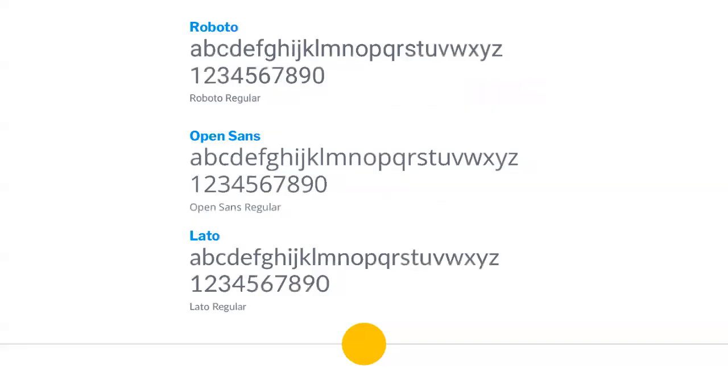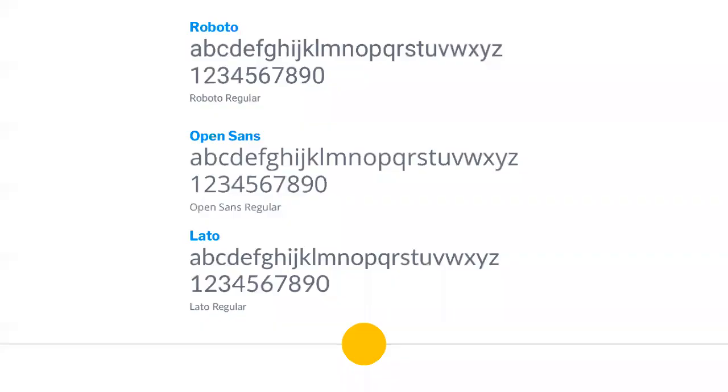And then here are some examples of sans serif fonts that you can use. I really like Roboto. It's one of my favorites. Yeah, they're pretty good.